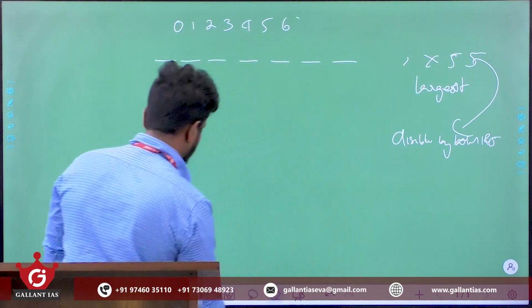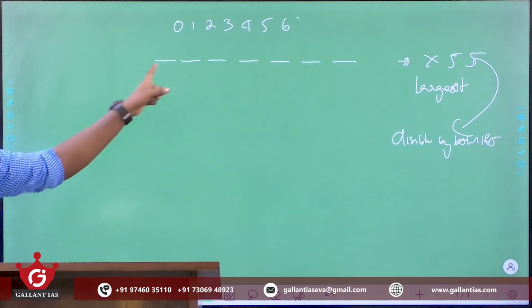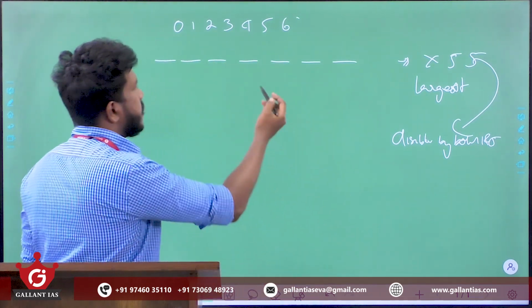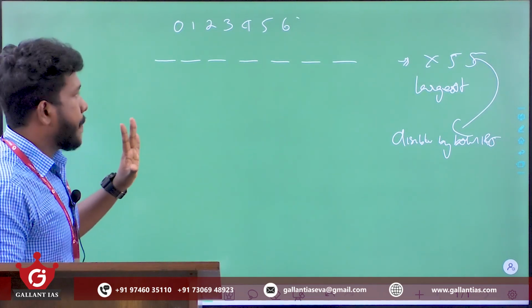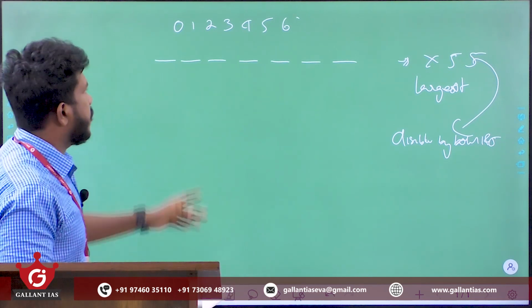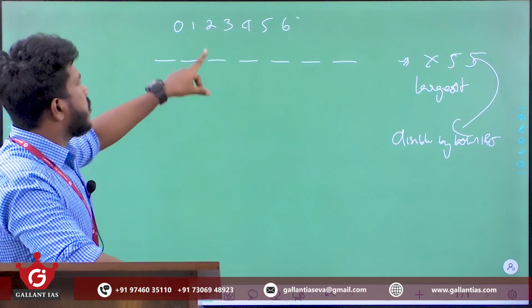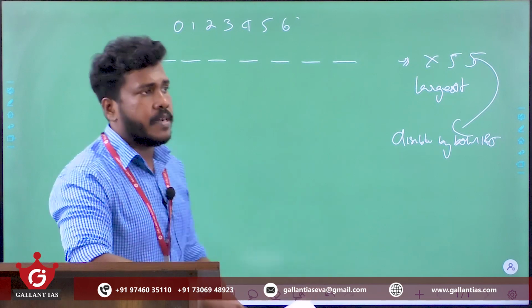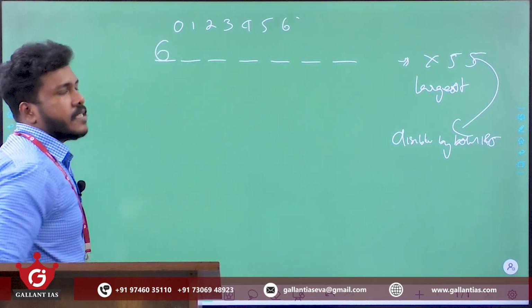Oh, I think that was an error, right? All right. Okay. So here, there are 7 places, right? So this number should be divisible by 5 and divisible by 11. And first of all, it should be the largest number. So look here, 0, 1, 2, 3, 4, 5, 6. Which number should come in the extreme left in order to make this number the largest number? It will be 6, right? So in the extreme left, you need to get 6.